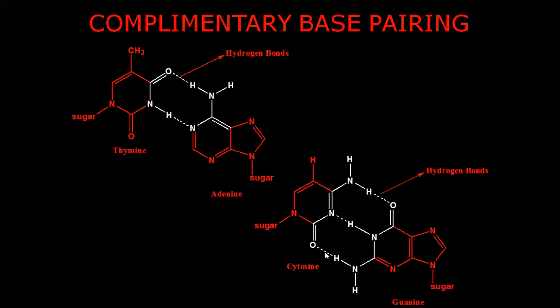And it will always happen that if in one strand you have thymine, opposite to it will always be adenine. And if you have cytosine, opposite to it will always be guanine. That is what we call complementary base pairing. So that is how we understand that the DNA double helix is held together by hydrogen bonds.